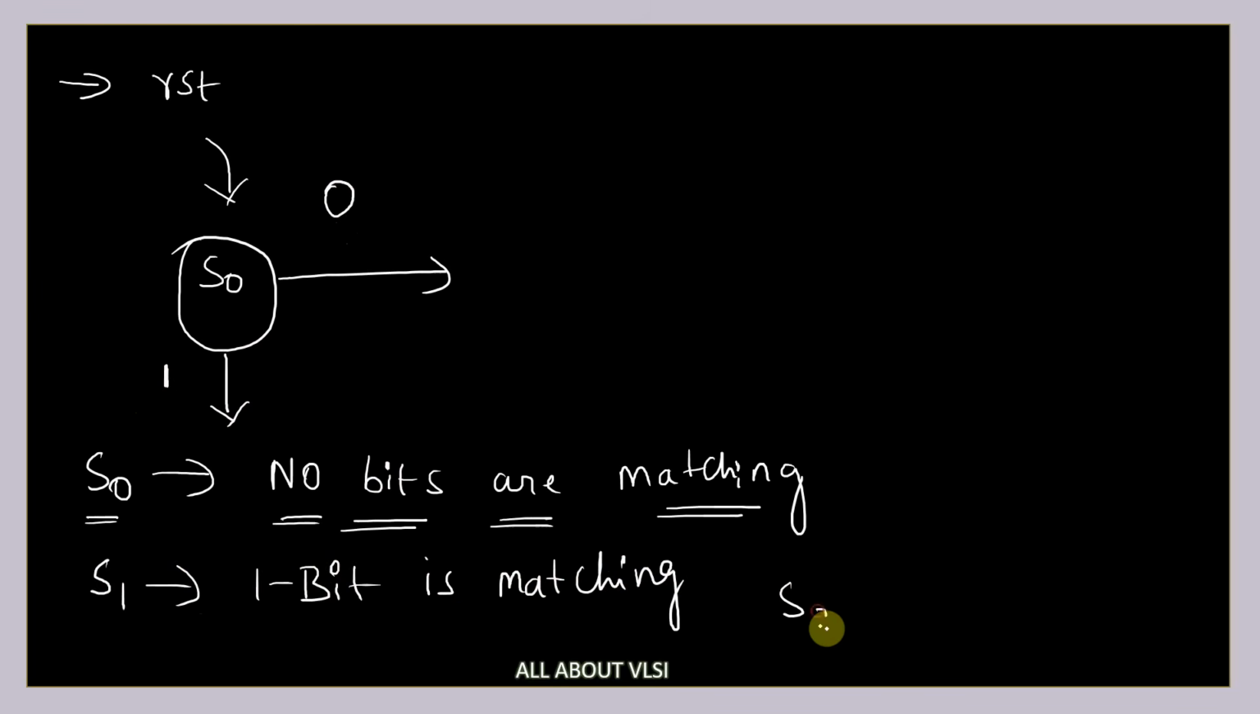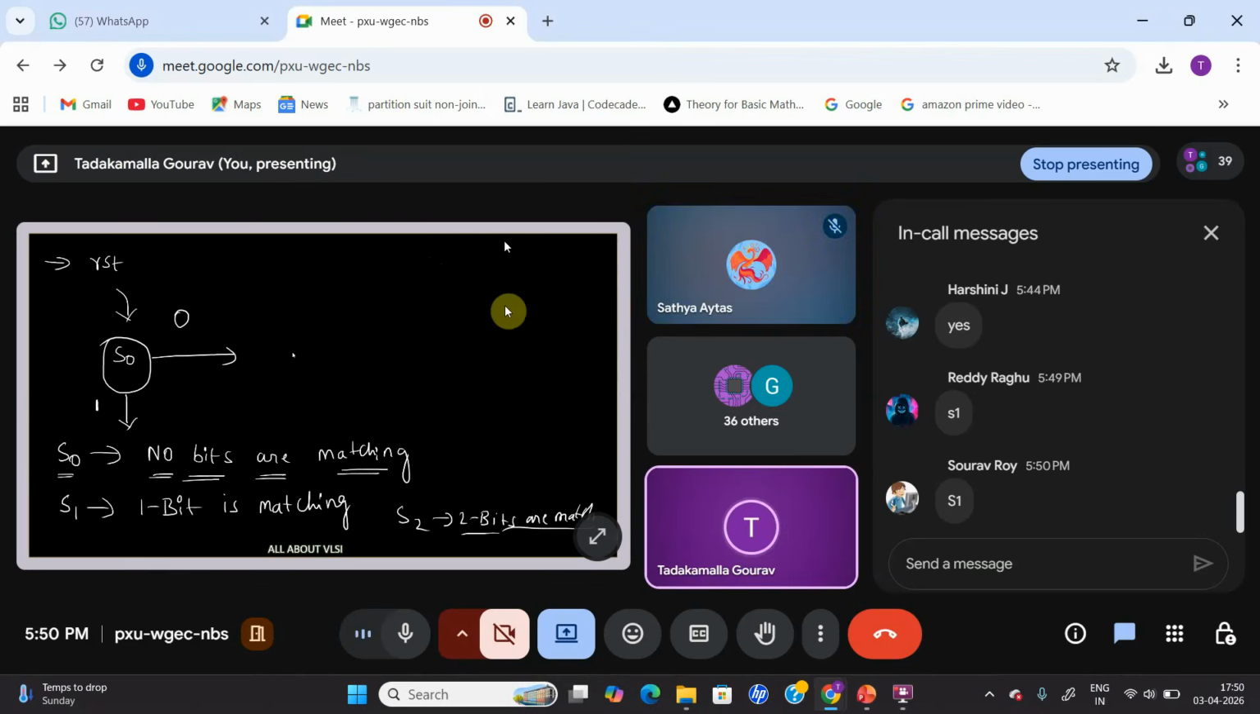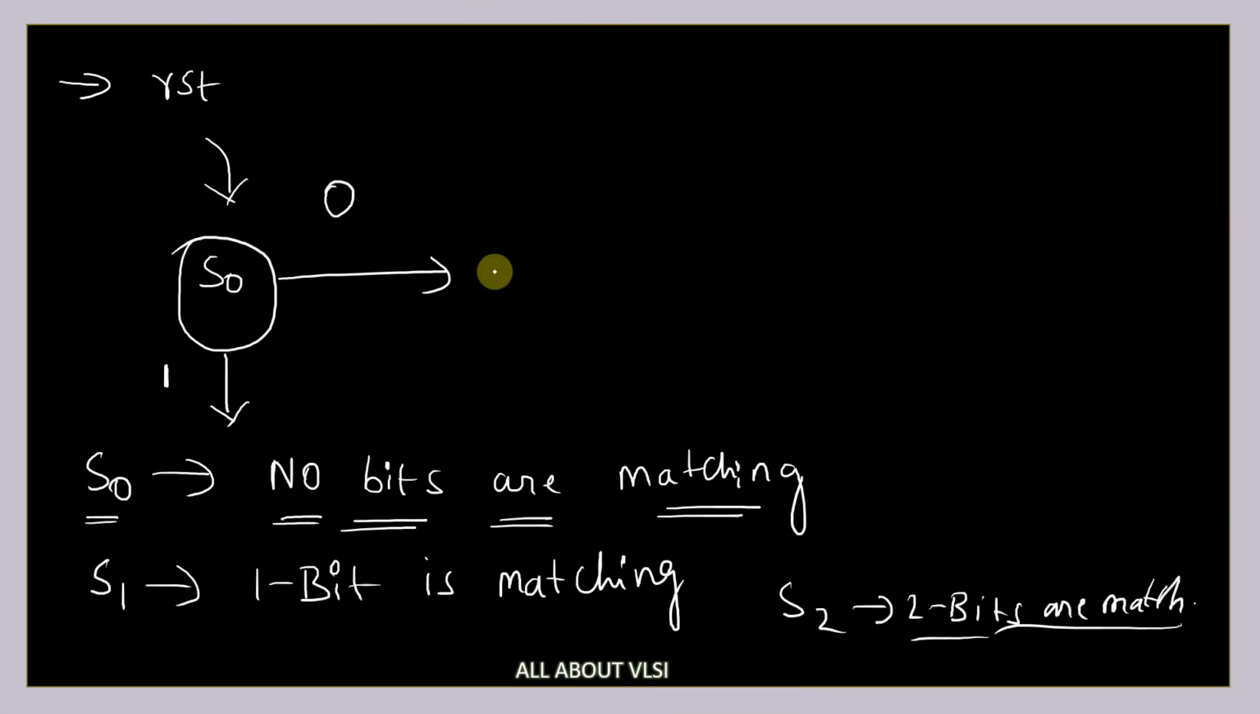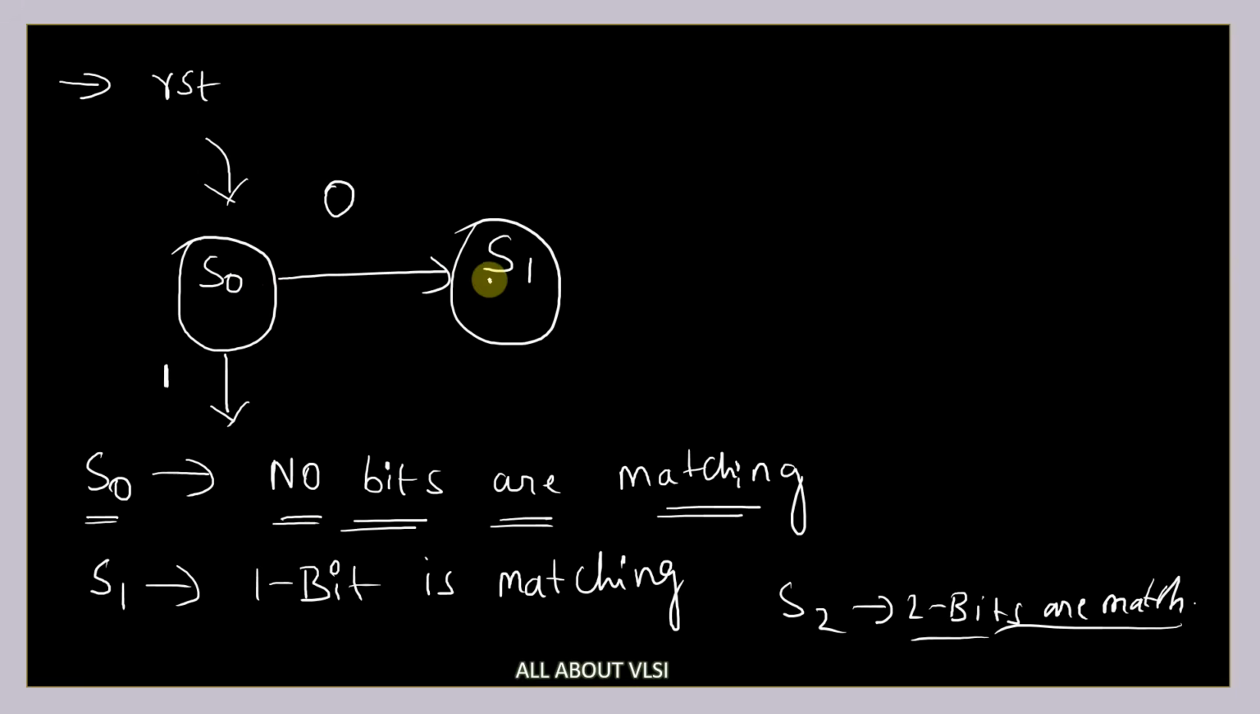Anyone wants to answer? If my input is equal to 0, which state should I go? S1 state. Exactly. Now, why are you going to S1 state? Let's try to understand. You have the sequence 0, 1, 1. First, you need to get this 0 bit. So you are providing from your input the bit 0. That is what we want, right? So that's why 1 bit is matching, and that's why we are going to S1.